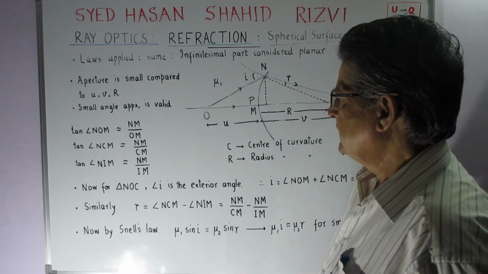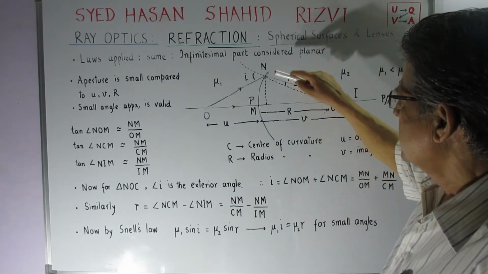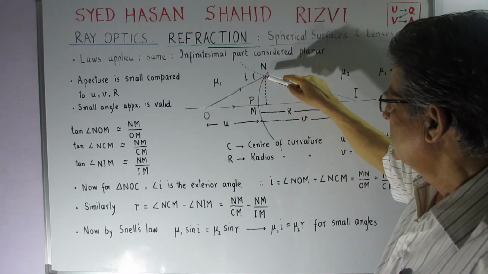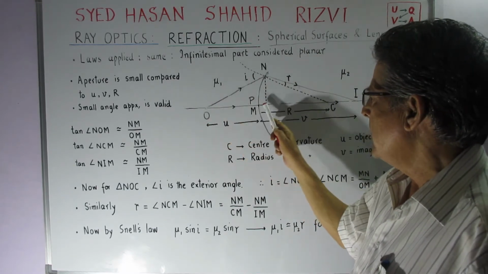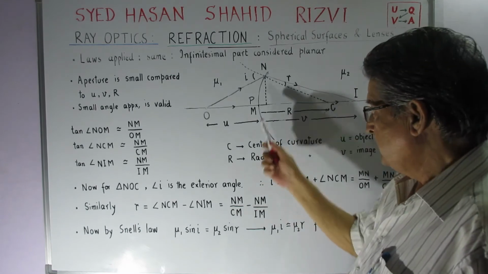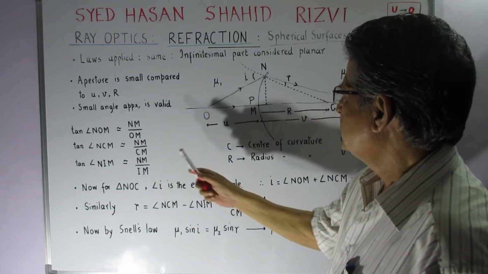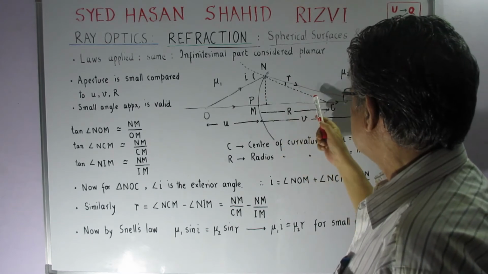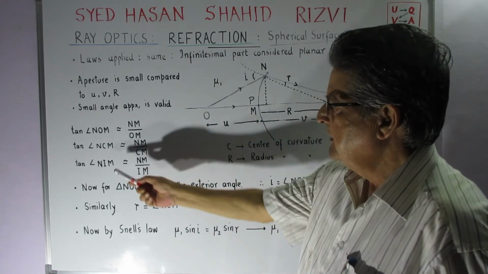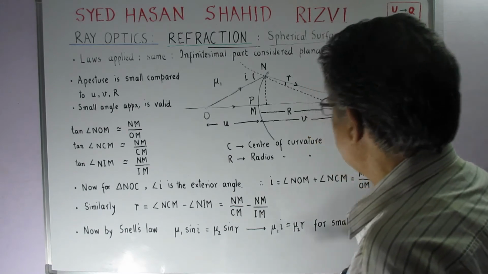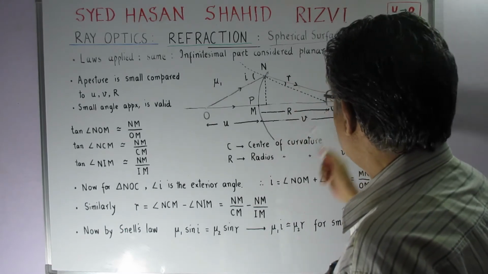Now, if you look at the different angles, the tangent of the angle NOM will be equal to NM divided by OM. Bear in mind that this point and this point are one and the same point. The tangent of the other angle, NCM, will be equal to NM divided by CM. And similarly, the tangent of the angle NIM is again NM upon IM.